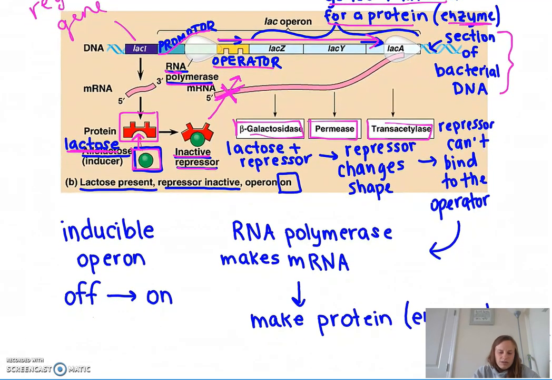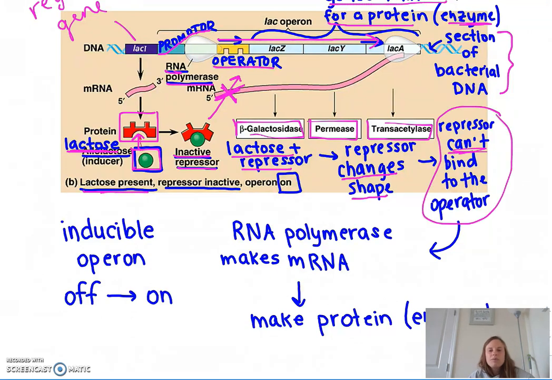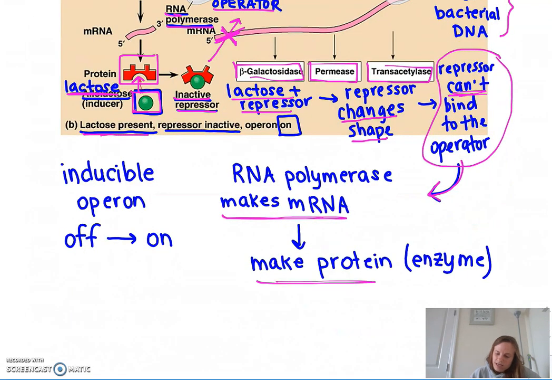So let's draw a nice little flow chart for this situation. I've got lactose present. My lactose is going to bind to the repressor, causing a conformational change in the repressor, meaning the repressor changes shape. And now my repressor cannot bind to the operator. Well, if it can't bind to the operator, there's nothing preventing RNA polymerase from making that messenger RNA. And now I can make the protein. In this case, it's enzymes that are going to break down lactose.